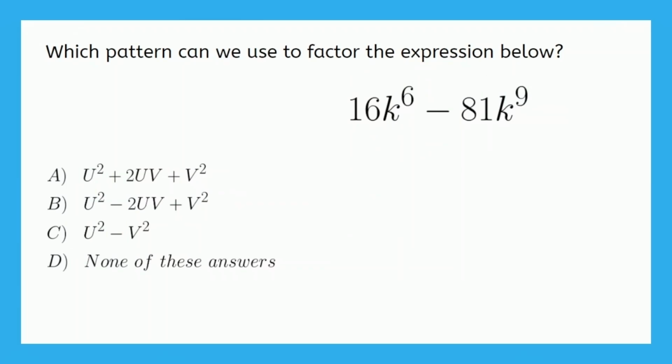Now this last example is the same as the previous one, with the exception of this exponent right here. We have a 9 instead of an 8. So can we take the square root of 81 and get a whole number? Yes, the square root of 81 is 9. But if we take the square root of k to the power of 9, we cannot get a variable that has a whole number as an exponent. So 81k to the 9th is not a perfect square, which means that D is the answer for this example.